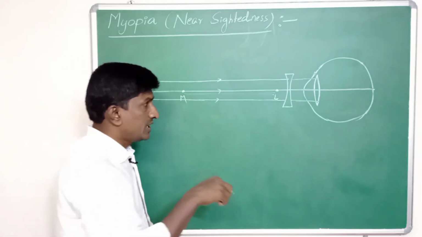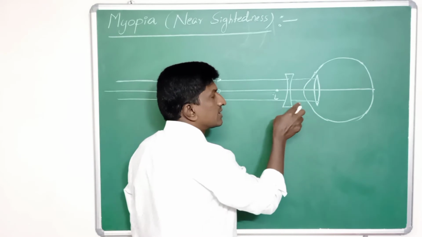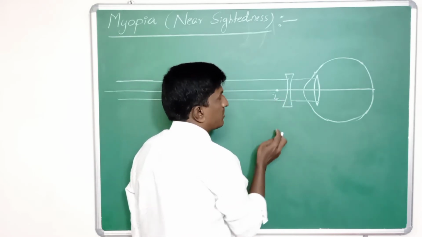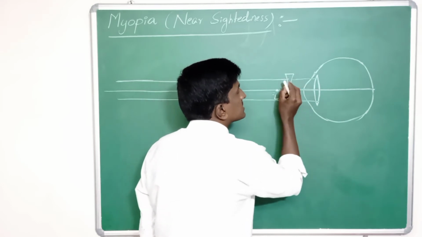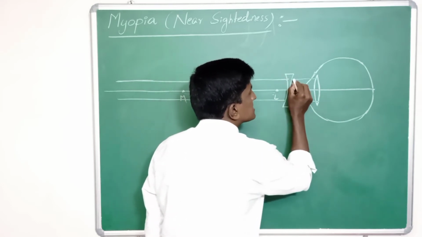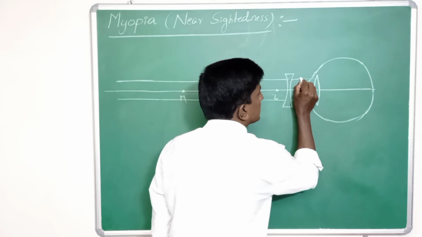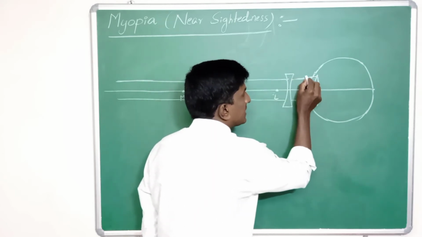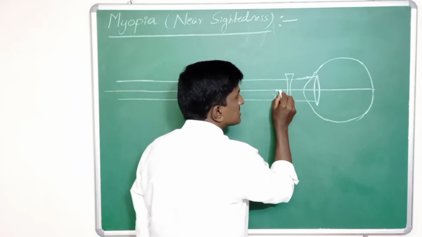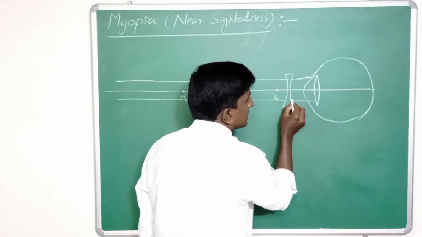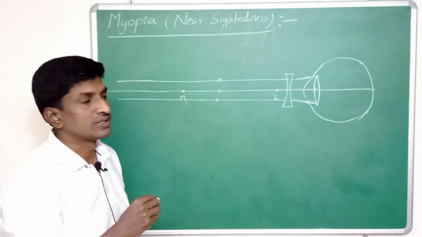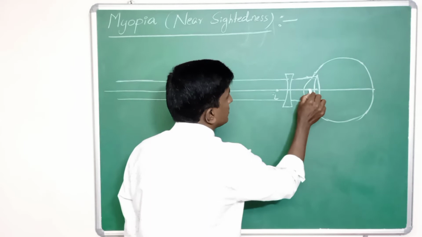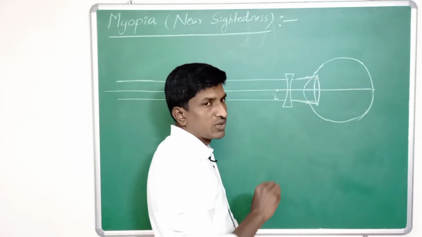But if you keep the biconcave lens in the path of the parallel light rays, then what happens? We know that the concave lens diverges the light rays. So here the first light ray is slightly diverged by the concave lens, and the second light ray is diverged. Then the light ray which passes through the optical center without deviation passes forward.